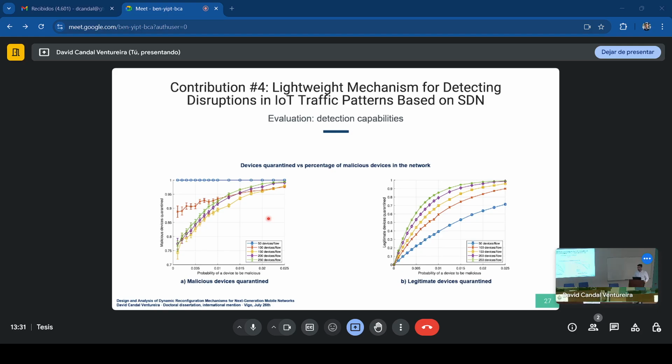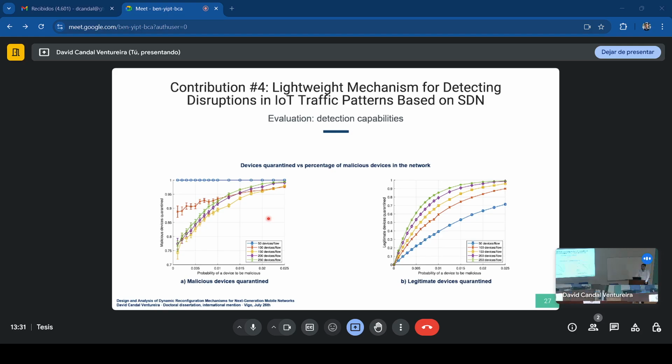Because I think something that also affects the performance was the reassignment of the context flow. The reassignment of the context flow, yeah, when you quarantine slice.